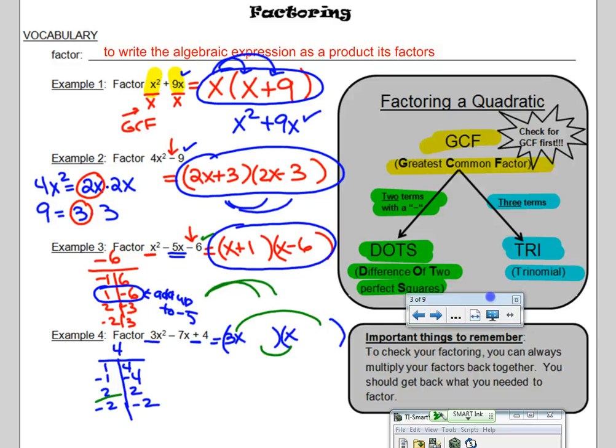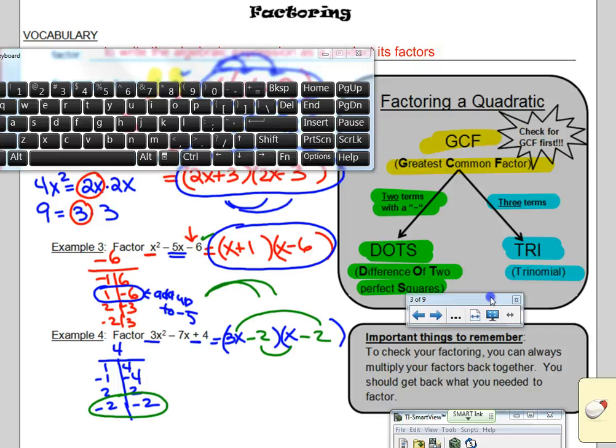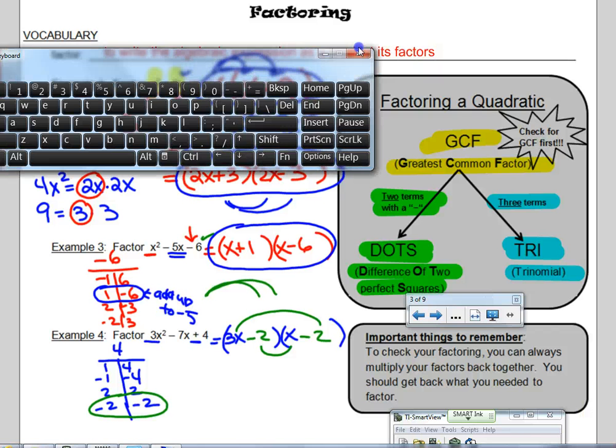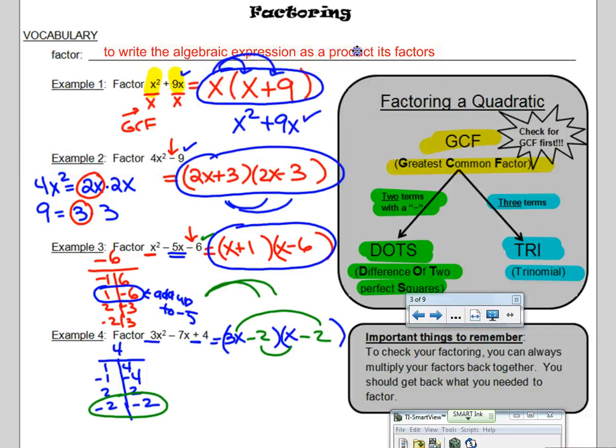So I'll start off with checking this. If I put a negative 2 and a negative 2, now I'm going to check it. And I don't have to do a full distribution. I already know that the first two make 3x squared. I already know that the last two multiply to 4. All I have to do is check to see if the middle term comes out to be negative 7. So here goes. 3x times negative 2 is negative 6x. Negative 2 times x is negative 2x. And those two add up to negative 8. Close, but not negative 7.